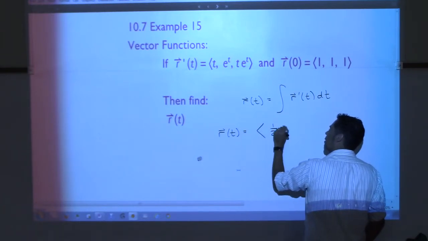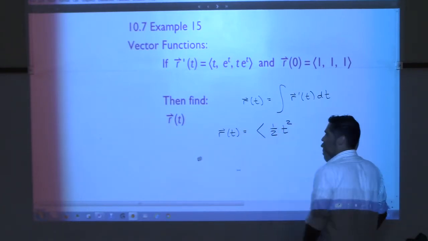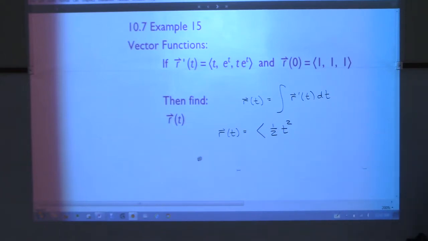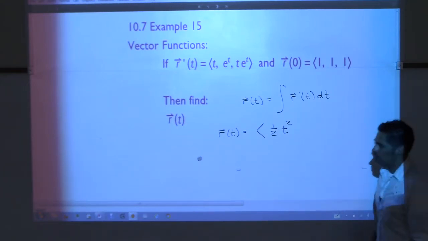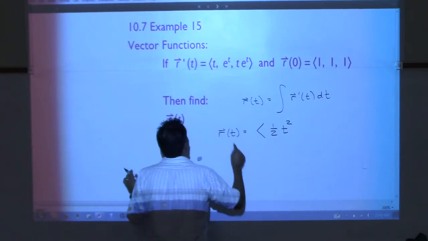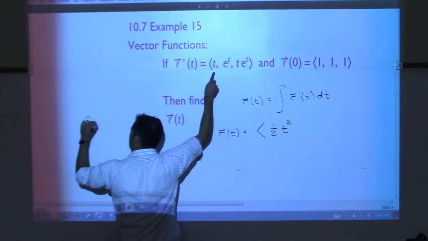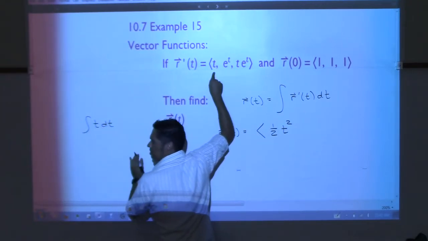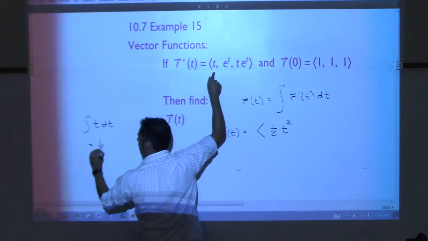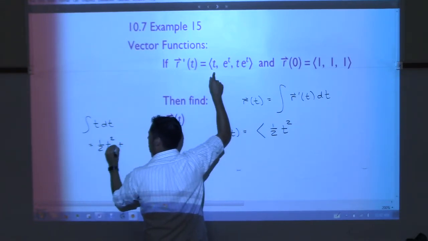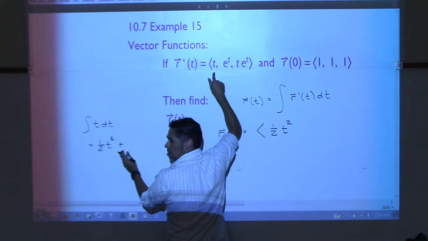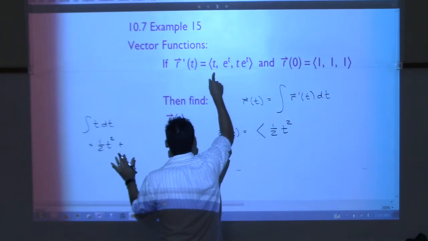1/2 t squared, right? So what I just did right there is I was trying to integrate this one. I just did the antiderivative of t dt, right? That's what I just did. And that's 1/2 t squared. But aren't I supposed to do plus c? Yes, I am supposed to do plus a constant.